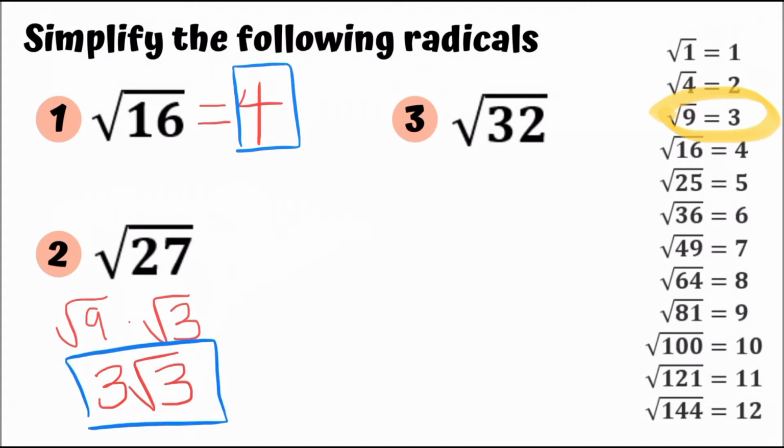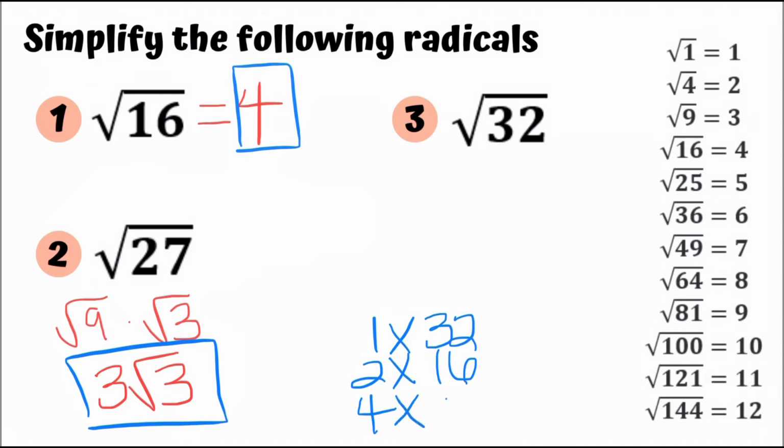Number 3, the square root of 32. Again, I'm going to look for factors of 32 and see if any of them are perfect squares. So the factors of 32 are 1 and 32. What else? 2 and 16. And 4 and 8. So what is my largest perfect square? 16. So I'm going to use 2 and 16.